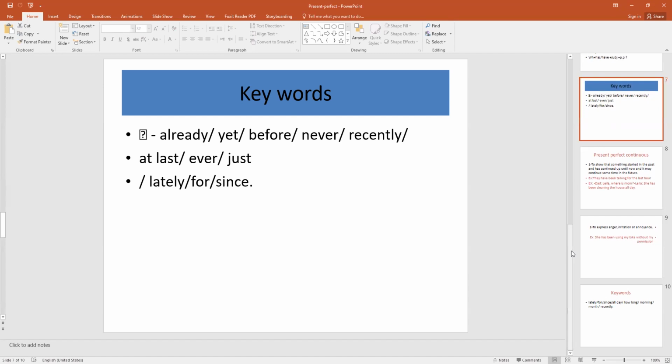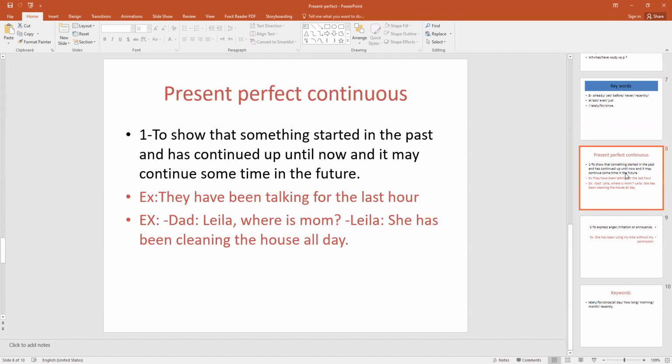Okay. Let's move to present perfect continuous. Present perfect continuous tense is so similar to present perfect. It's so similar, somehow tricky. But focus with me on how to differentiate between them. Look, present perfect continuous is used to show that something started in the past and has continued up till now, and it may continue in the future.